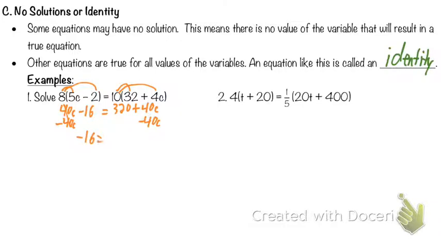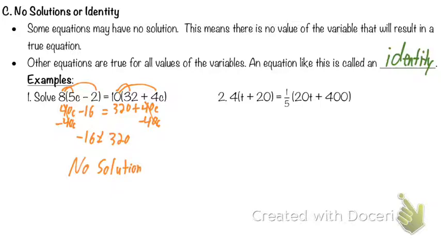Negative 16 equals 320. What is 40c minus itself? 0 again. Wait a second. We got rid of all of our variables. When you get down to an equation like this, where there's no variables, negative 16 equals 320, is that true? No. So that's one of our no solutions. No solutions, okay? So we don't even solve for C?